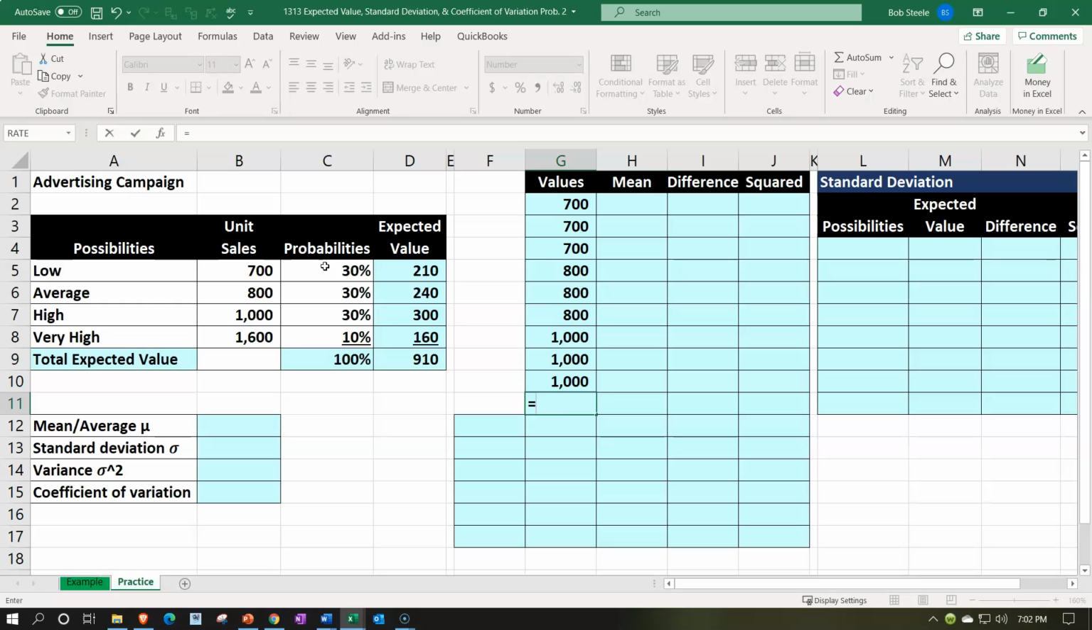And then finally, the 1,600. I'm going to underline that. And so now we're mirroring this in 10 results. We're imagining 3 at the 700, 3 at the 800, 3 at the 1,000, and one at the 1,600. Summing that up, we're going to call this the total. I'll sum this up, equals the SUM. So there we have that.